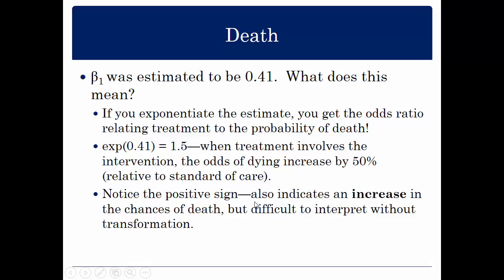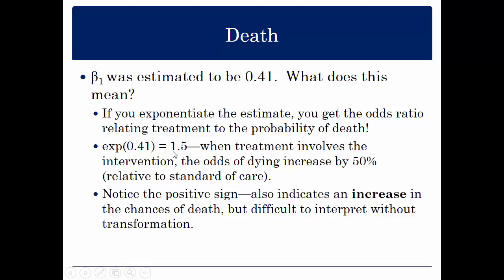If beta 1 was estimated to be 0.41, that's our beta 1 from our fit of the model. We exponentiate that. Notice the sign is positive, so now we know that there is an increasing risk or an increasing odds of death, because exponentiating that will result in a value of the odds ratio greater than 1. And the interpretation of this is that when treatment involves the intervention, the odds of dying increase by 50% relative to the standard of care.